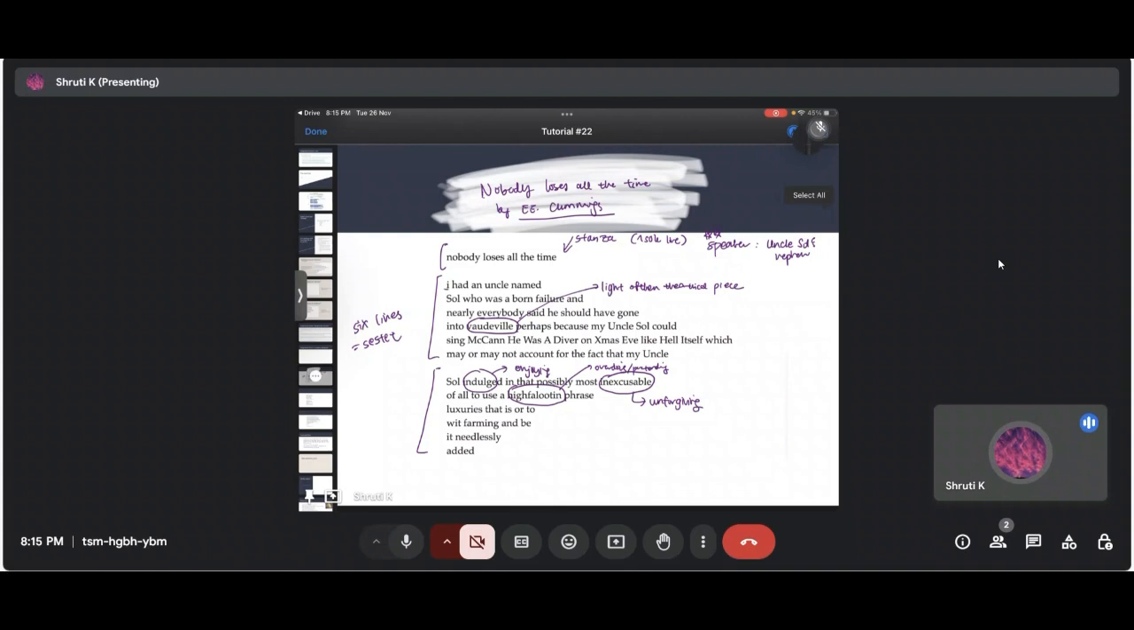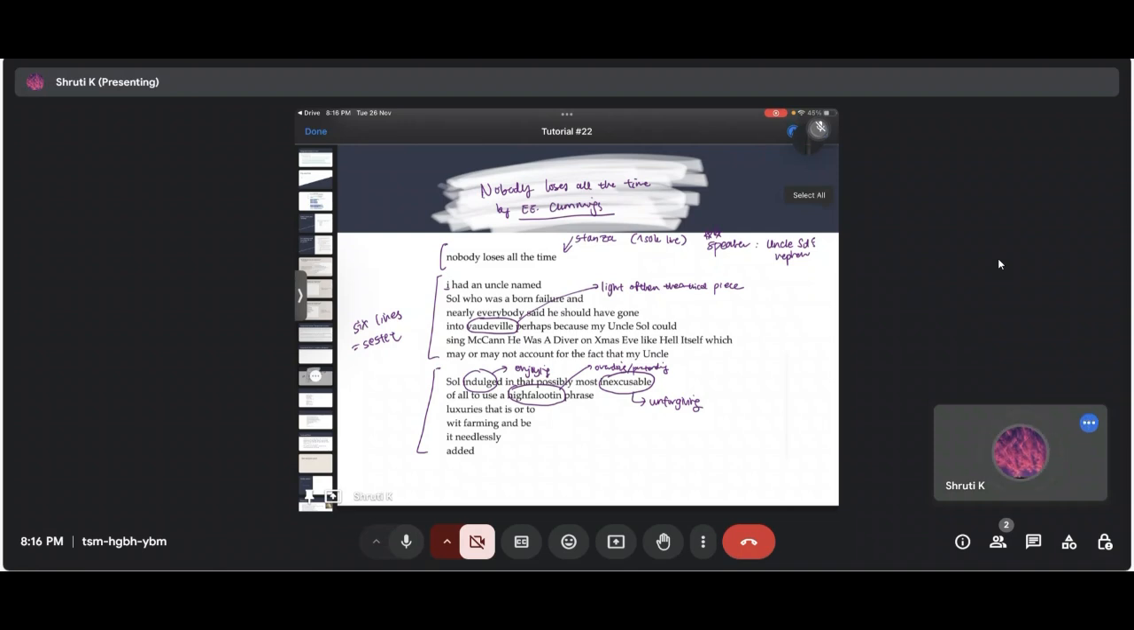So here it says, I had an uncle named Sol who was born a failure, and nearly everybody said he should have gone into the vaudeville, perhaps because my uncle could sing Matt Can, he was a diver on Christmas Eve like hell itself, which may or may not account for the fact that my uncle's soul indulged in that possibly most inexcusable of all, to use a highfalutin phrase, luxuries, that is, or to wit farming, and be it needlessly added.